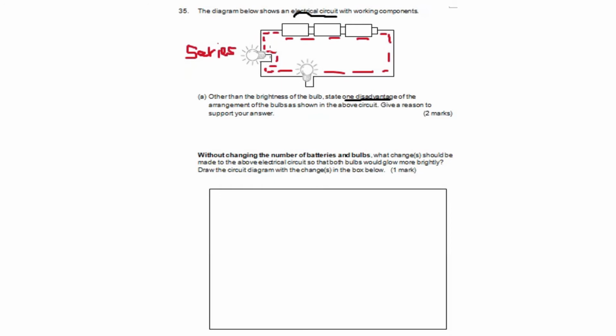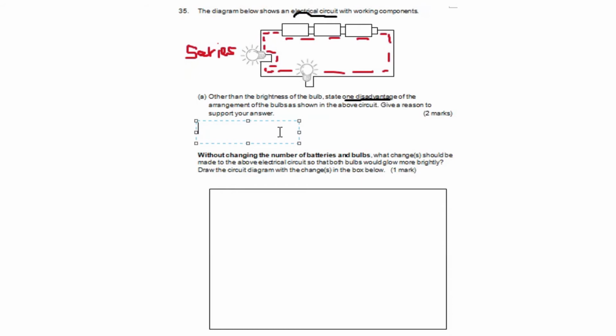Now, of course you know that bulbs in series will be dimmer, right? Because there will be less electric current passing through the bulbs. So that's why it will be dimmer, less bright. However, they say I don't want you to talk about the brightness of the bulb. Other than the brightness of the bulb, what is another disadvantage? So basically, you just have to tell me what's another disadvantage of bulbs arranged in series.